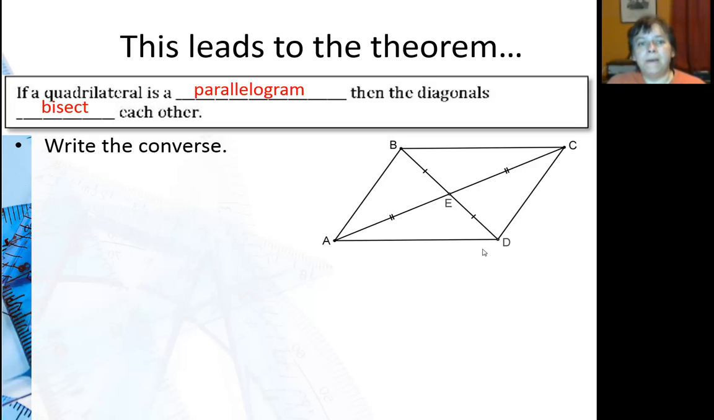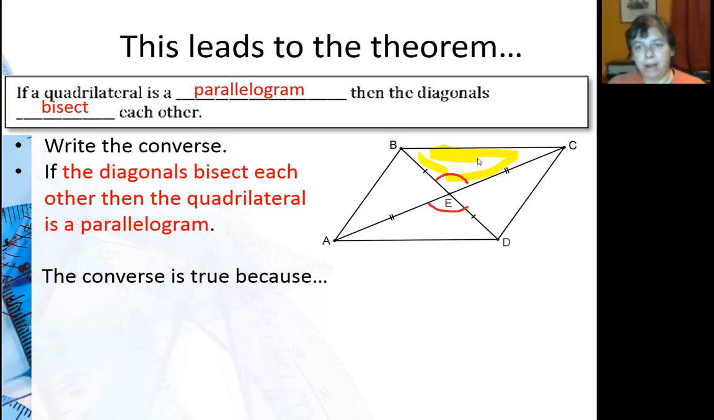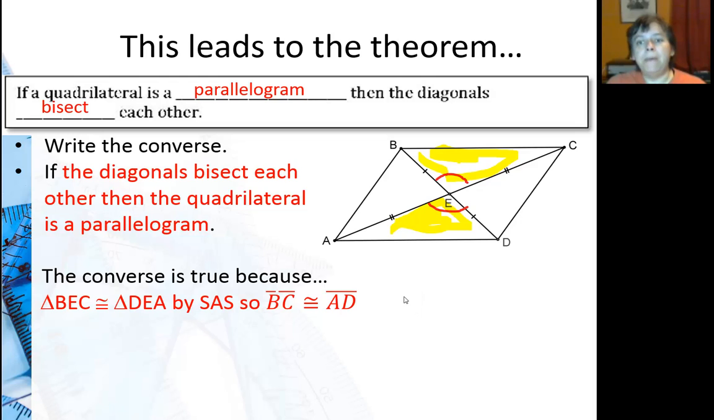Now we're going to write the converse. If the diagonals bisect each other, then the quadrilateral is a parallelogram. Well, we can say that the converse is true because, first of all, I'm going to go ahead and highlight these vertical angles. You can see that the top triangle here and the bottom triangle are going to be congruent by side angle side. So that means that BC, this far side, is congruent to AD.